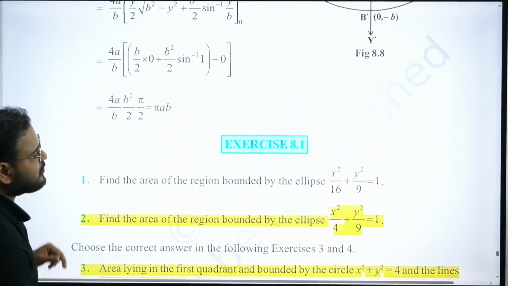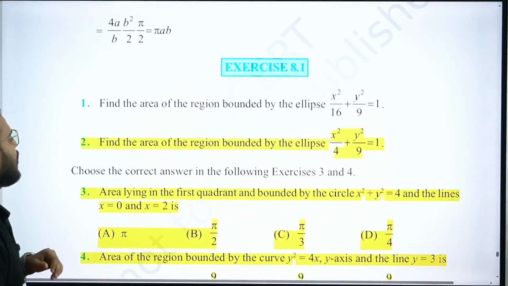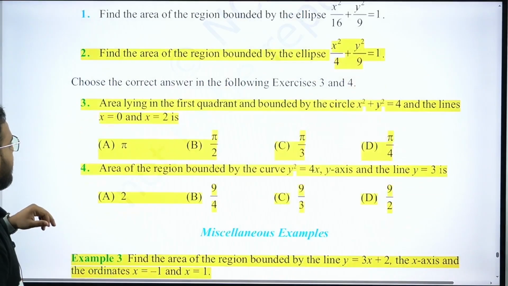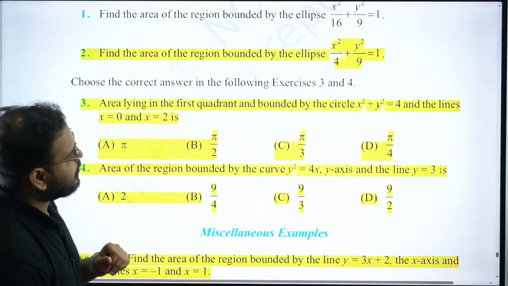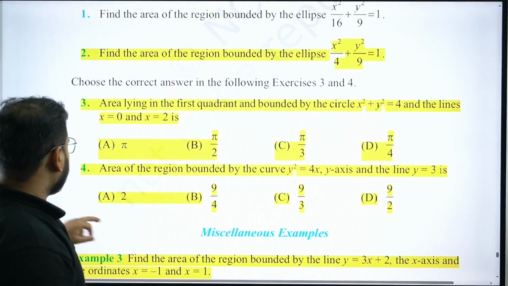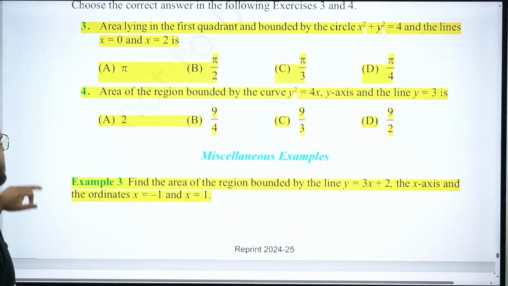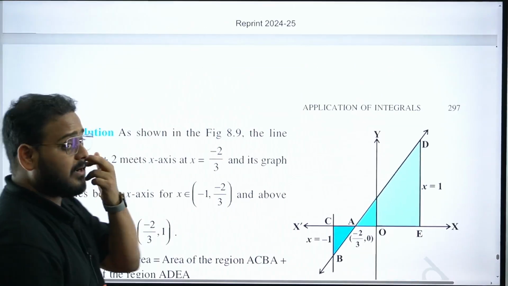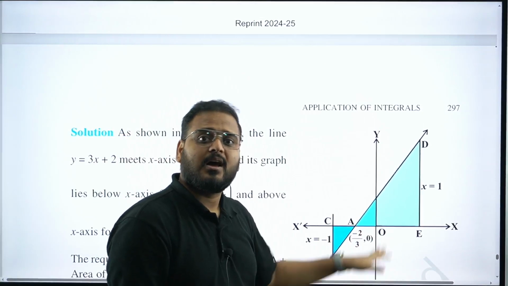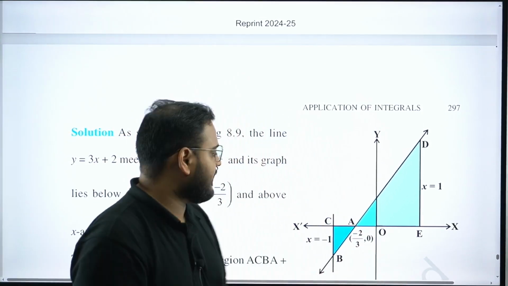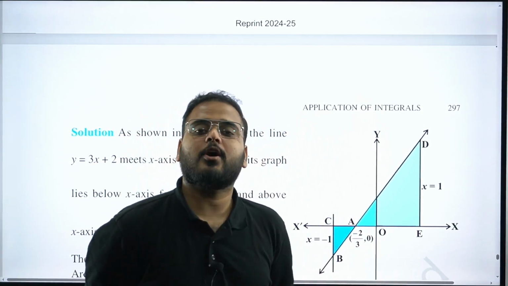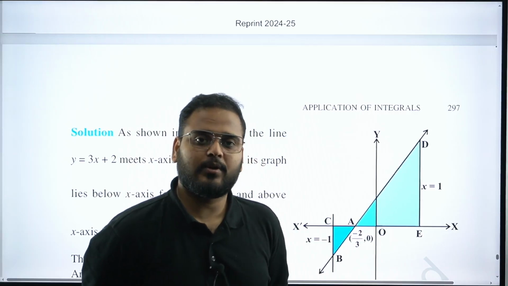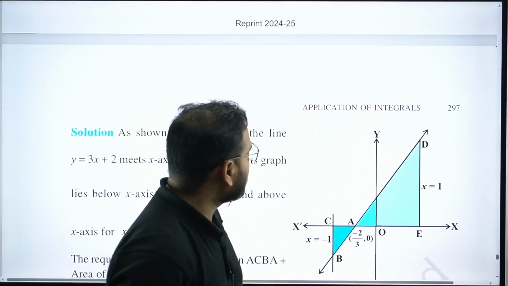So, Exercise 8.1. I've marked some questions here. Question number 2, question number 3 is an MCQ. Question number 4. Then I have also marked miscellaneous questions. Example number 3 is a very good question. I have solved this question in my class. Please check this question in your Brahmastra series of AOD. I think I've solved some similar questions there also. So please go ahead and check it out.